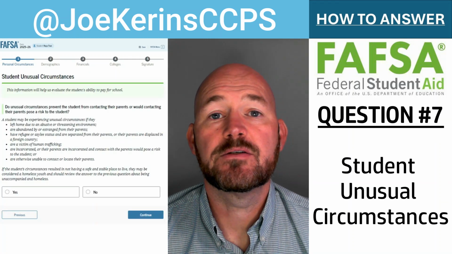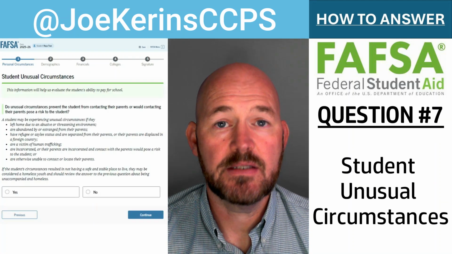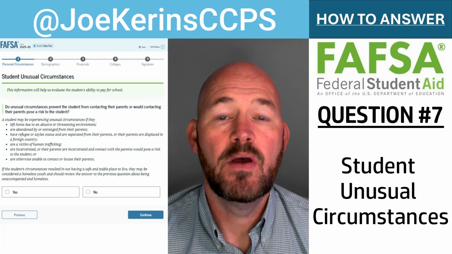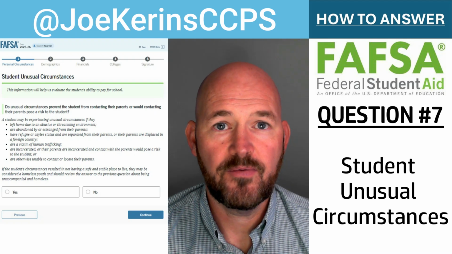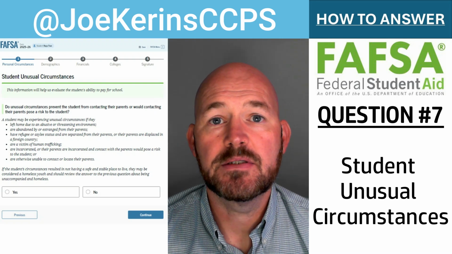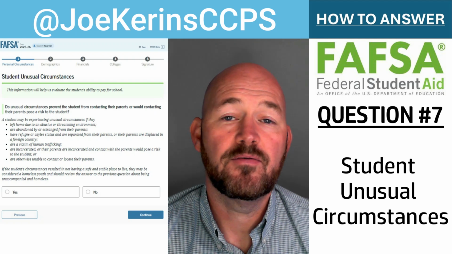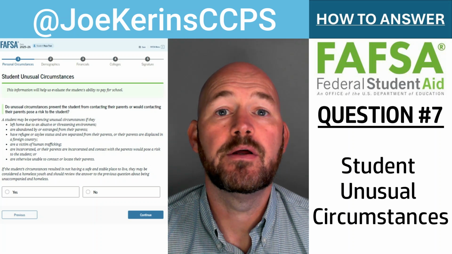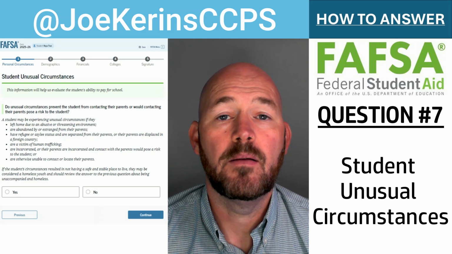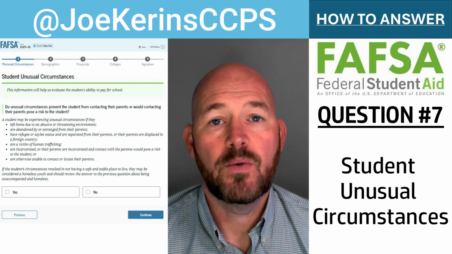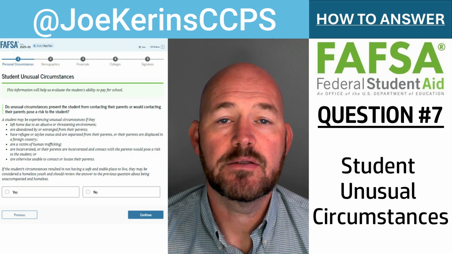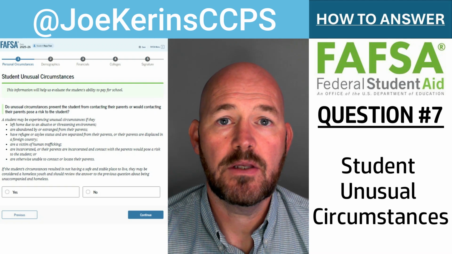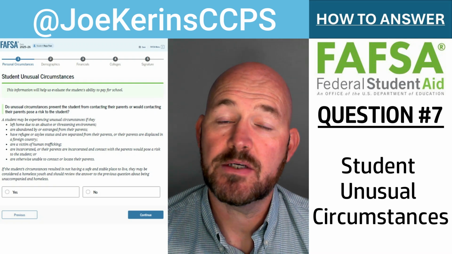Question number 7 is about student unusual circumstances, and it's asking, does the student have unusual circumstances that prevent them from getting parent information for the form? Read the options carefully, but it's basically if there's a potential threat, abuse, or human trafficking going on in your world, answer yes to this question. Again, for most of us, the answer will be no. But if you have these special circumstances, make sure that you are answering yes to question number 7.